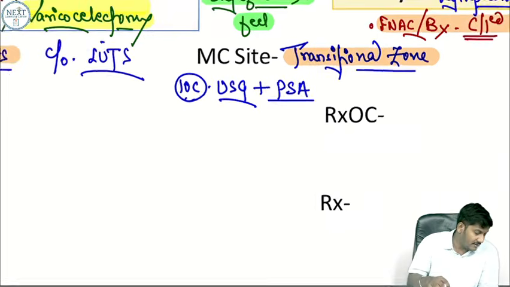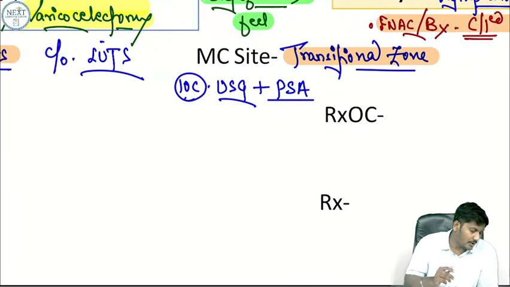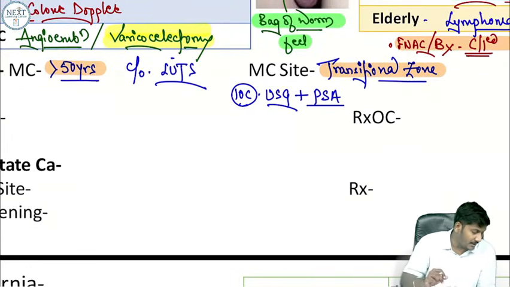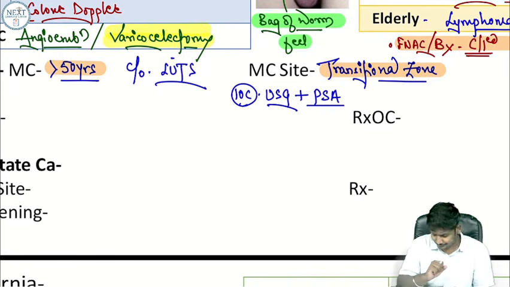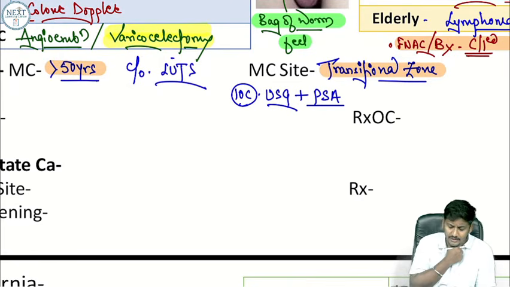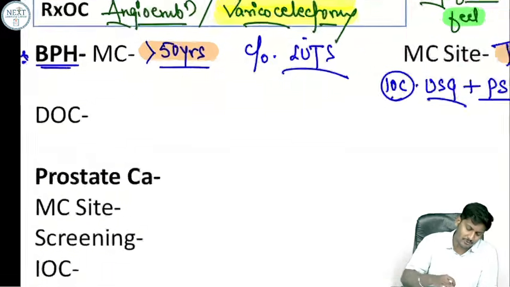So PSA levels are going to be normal or very mildly elevated if a patient is suffering from BPH, but the PSA levels are grossly elevated, more than almost 10 nanogram, when the patient is actually suffering from nothing else but prostate cancer. So normal or slightly elevated in BPH but grossly elevated in patients of prostate cancer.